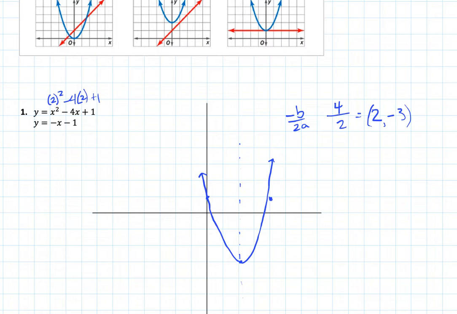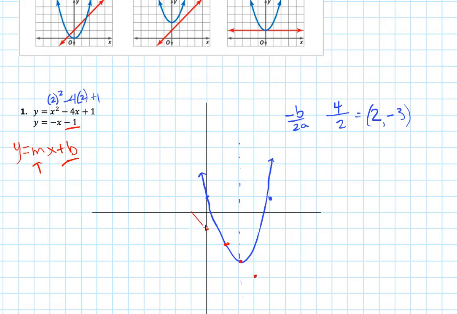Okay, let's graph the linear now. Remember y equals mx plus b? I'll just write it. Where that plus b is your y-intercept and your m is your slope. So I have negative 1. And then it looks like I'm going down 1 to the right 1, down 1 to the right 1. And I think I can kind of draw a line here.